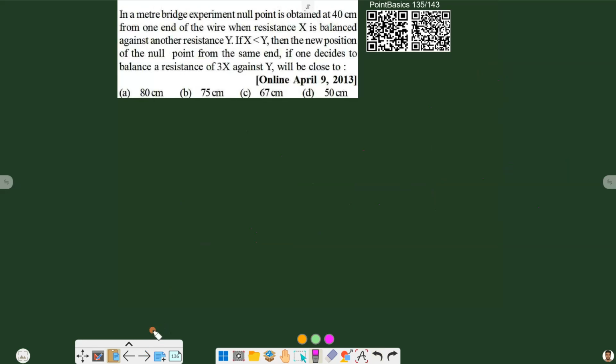Moving to the next one. In a meter bridge experiment, the null point is obtained at 40 cm from one end of the wire when resistance X is balanced against another resistance Y. So we can say X by Y is equal to 40 by (100 minus 40), that is 60. If X is smaller than Y, what is the new position of the null point from the same end if one decides to balance a resistance of 3X against Y? So we have to find 3X by Y.